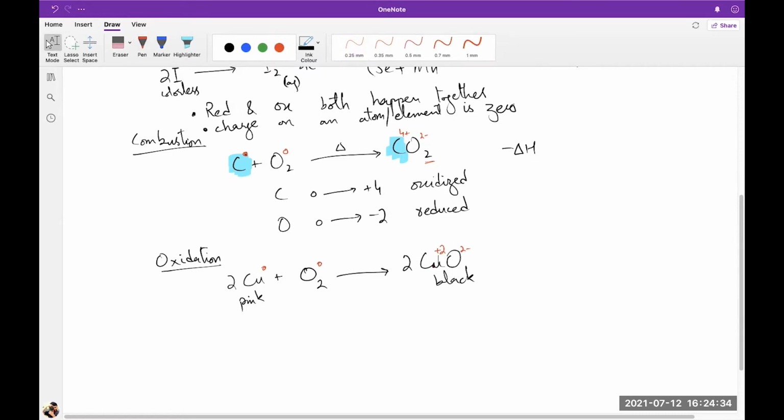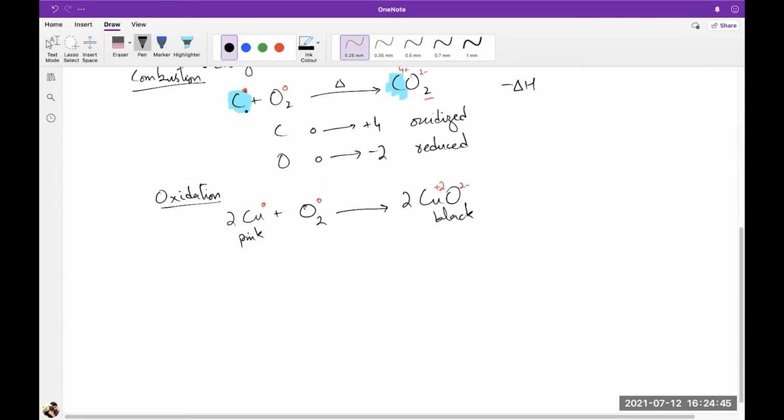So copper has gone from 0 to +2, so copper is oxidized, and oxygen has gone from 0 to -2, so oxygen is reduced. Another redox reaction that we know of is displacement. Displacement reaction usually occurs when a more reactive thing displaces a less reactive thing. So I'll give you 2 examples of this.